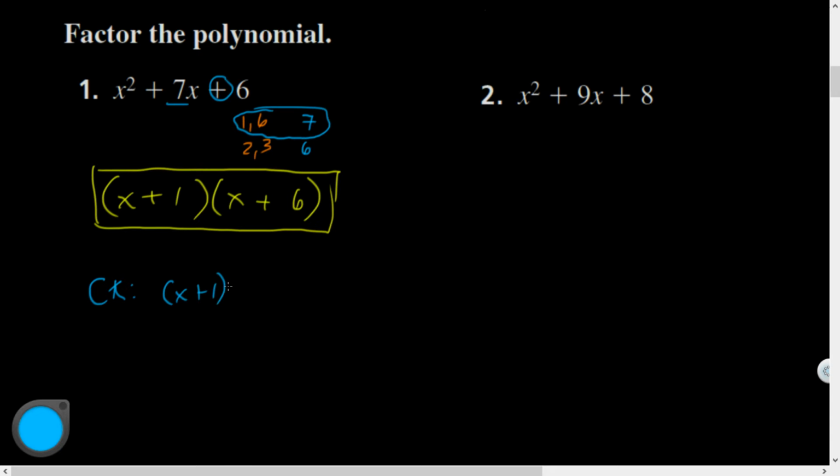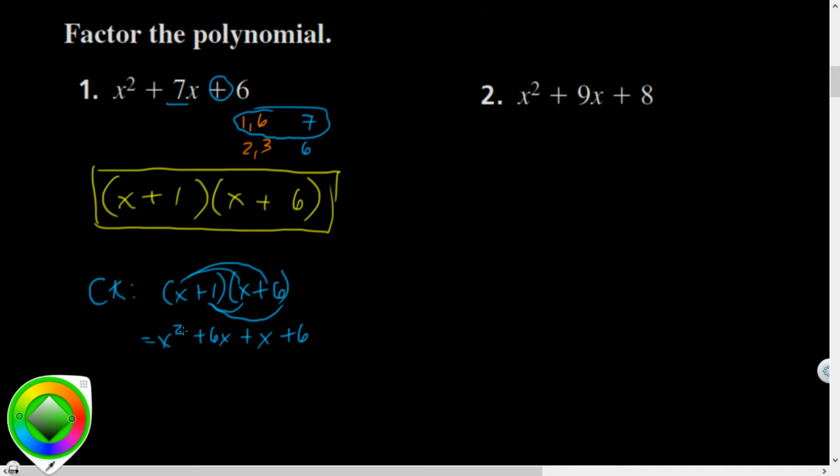Does (x + 1)(x + 6) really equal that? Really? Let's find out. x times x is x squared, right? x times 6 is 6x. 1 times x is 1x, or just x. And 1 times 6 is 6.